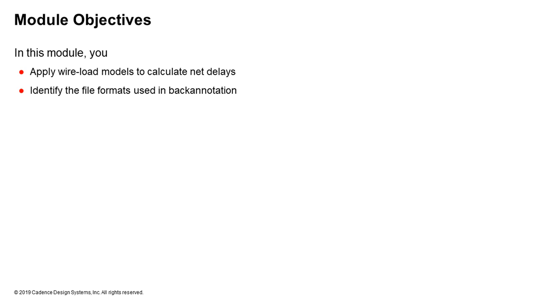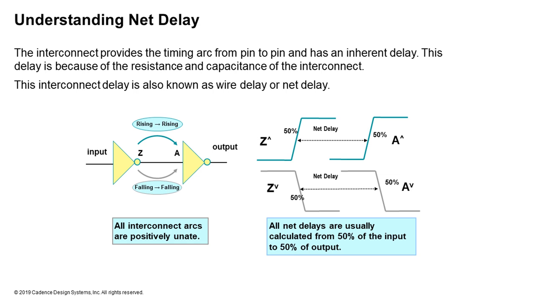wire delays. You use different metal layers to connect different cells in your design, and these metal layers become the interconnects or the wires. And they inherently have a delay because of the resistance and capacitance of the interconnect itself or the metal layer itself. So this interconnect delay is also known as wire delay or net delay.